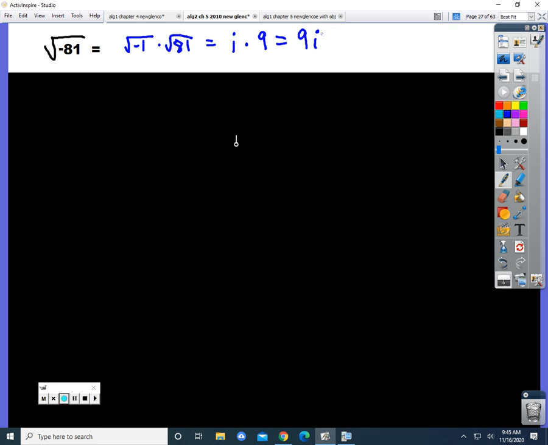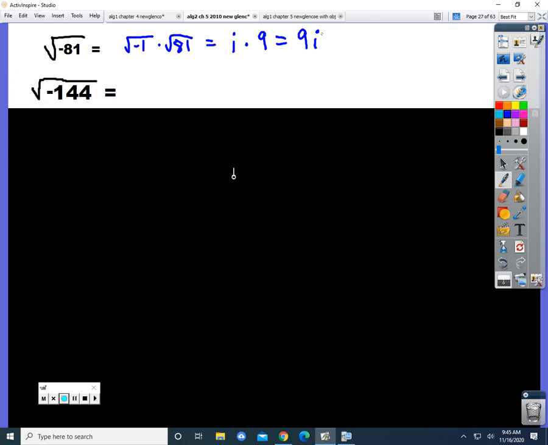So these are really quick. Once you see one of them, you understand what's going on. So you're going to have an i with this answer. But what's the square root of 144? Well, it's 12. And so you say 12i.